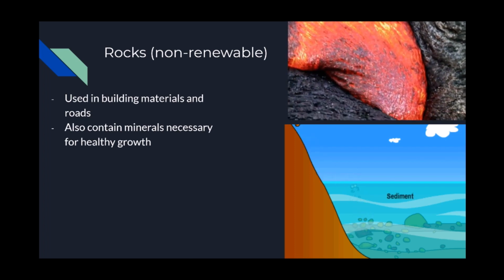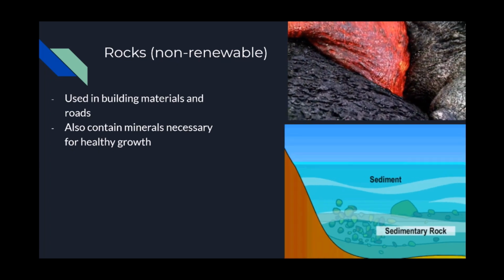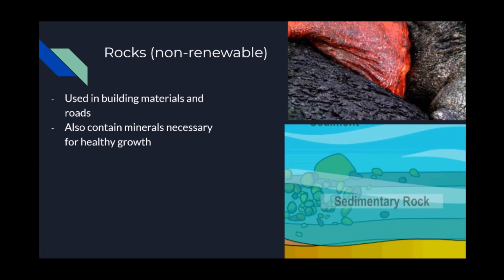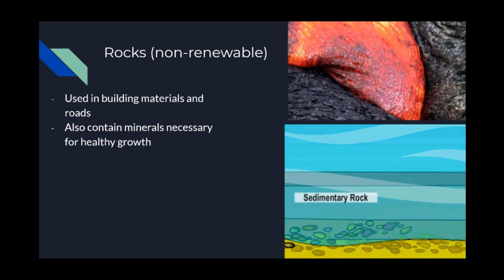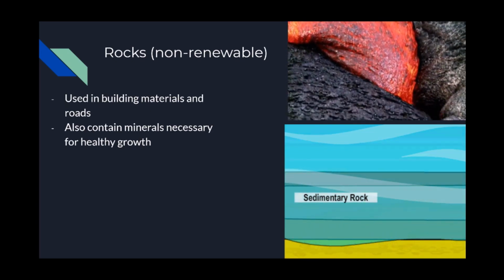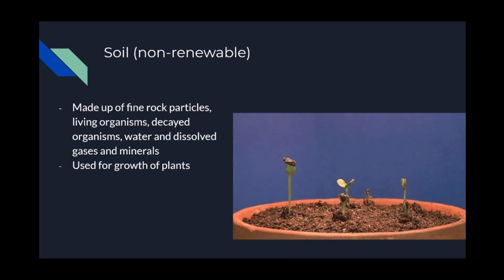Rocks are a non-renewable resource. They're used in building materials and roads. They also contain minerals necessary for healthy growth. Now, rocks are non-renewable because they take a long time to form, and we use them at a rate greater than they are formed. Soil is a non-renewable resource. It's made up of fine rock particles, living organisms, decayed organisms, water and dissolved gases and minerals. It's used for growth of plants.